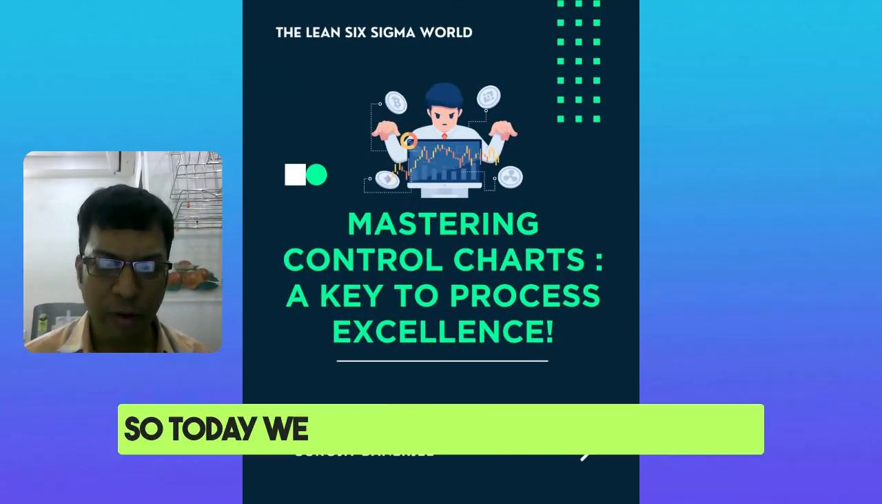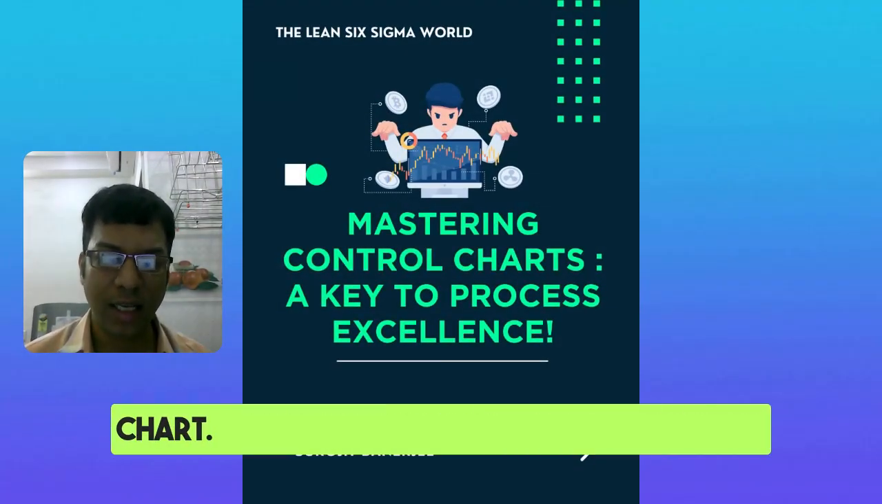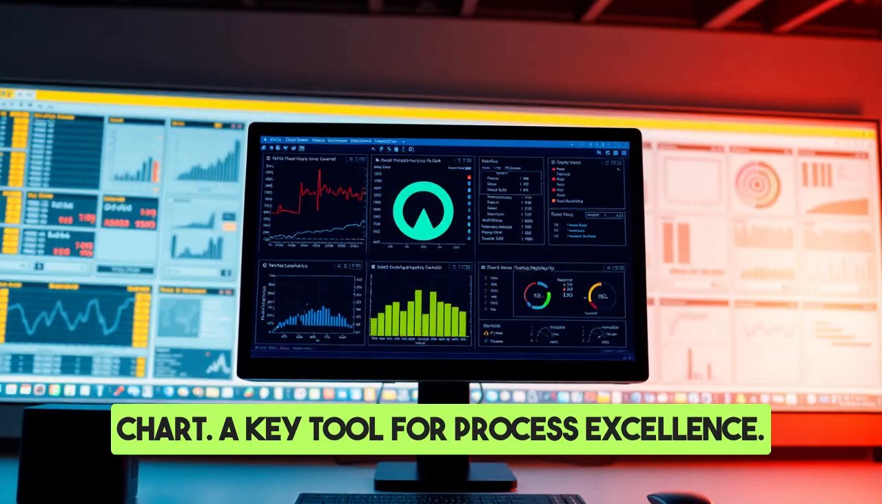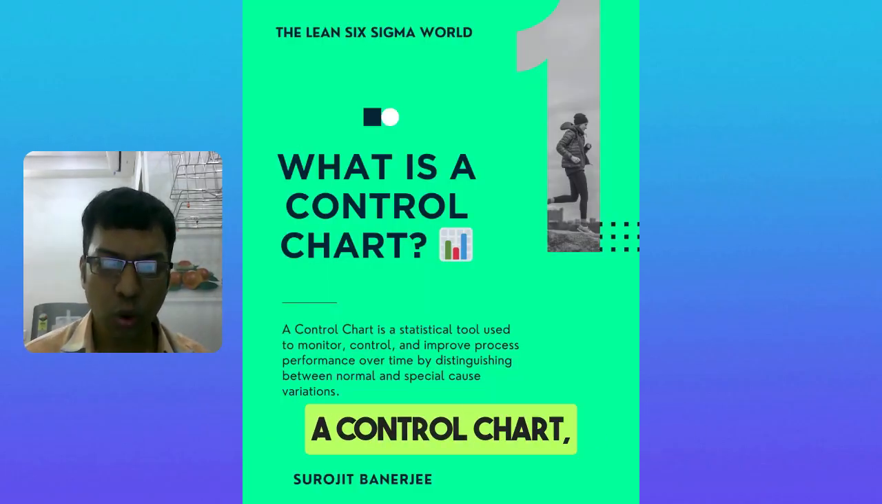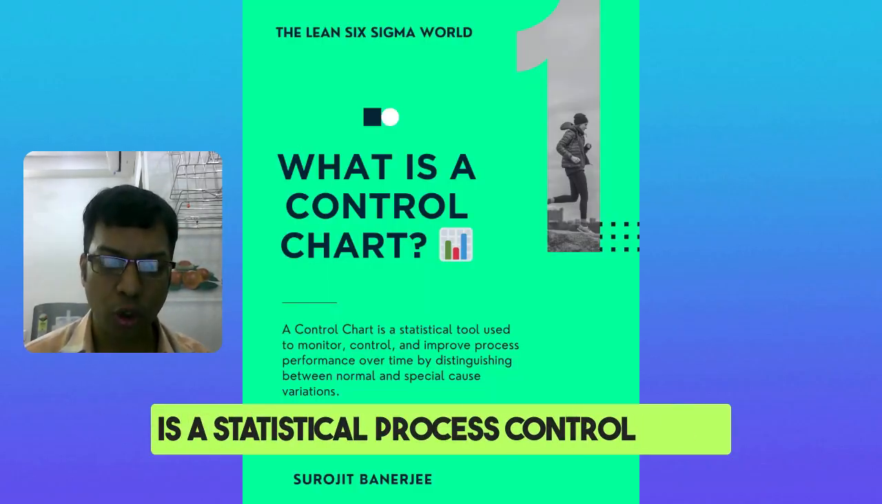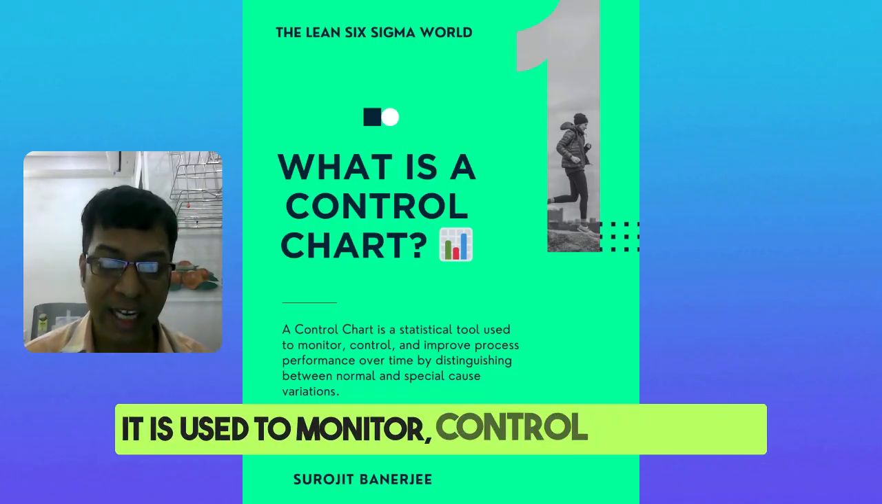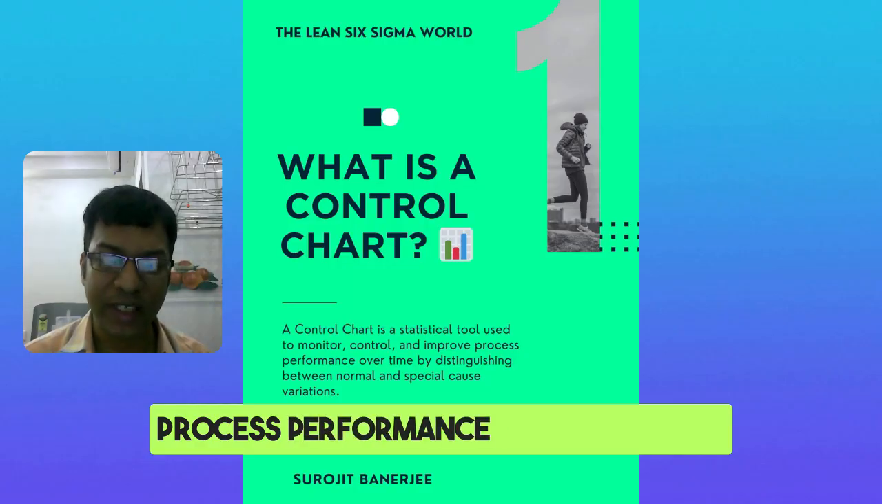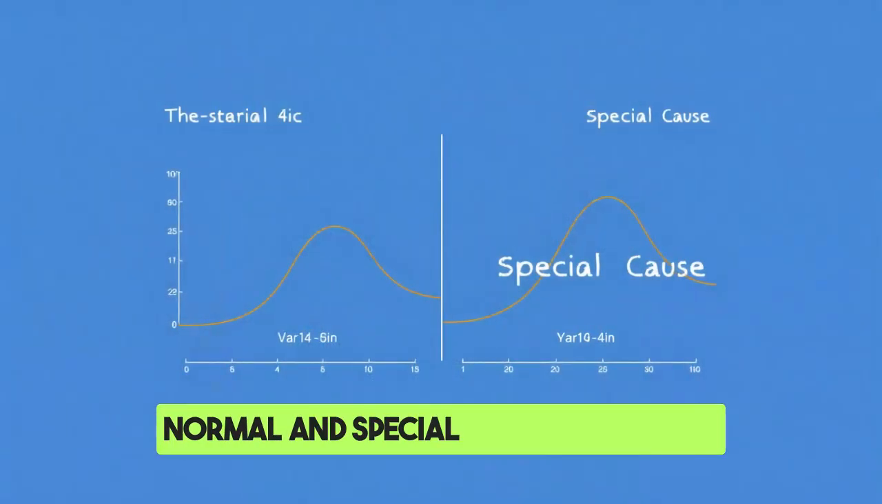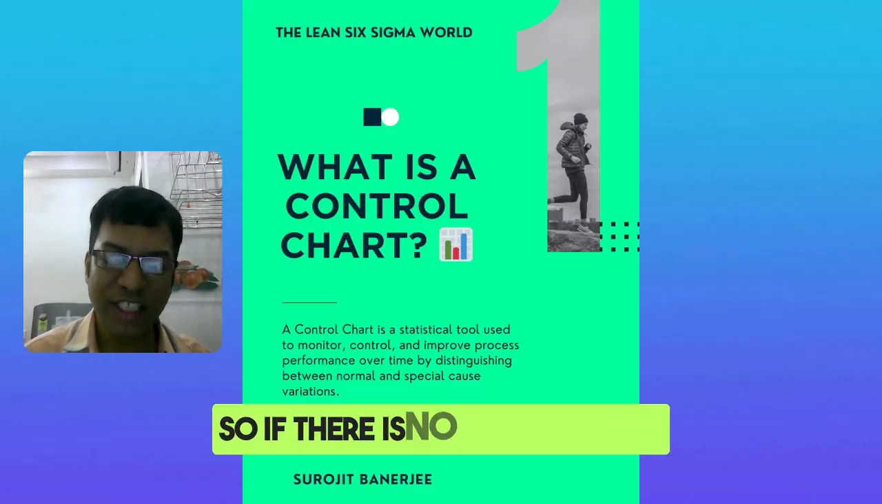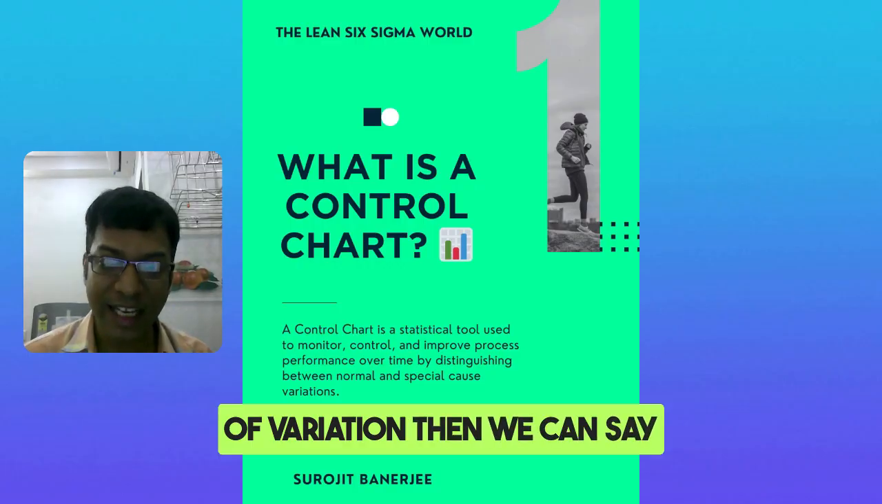Hello. So today we are going to master control charts, a key tool for process excellence. Now, first of all, we need to know what is a control chart. A control chart is a statistical process control tool. It is used to monitor, control, and improve process performance over the period of time by distinguishing between normal and special cause variations. So if there is no special cause of variation, then we can say that the process is in control.